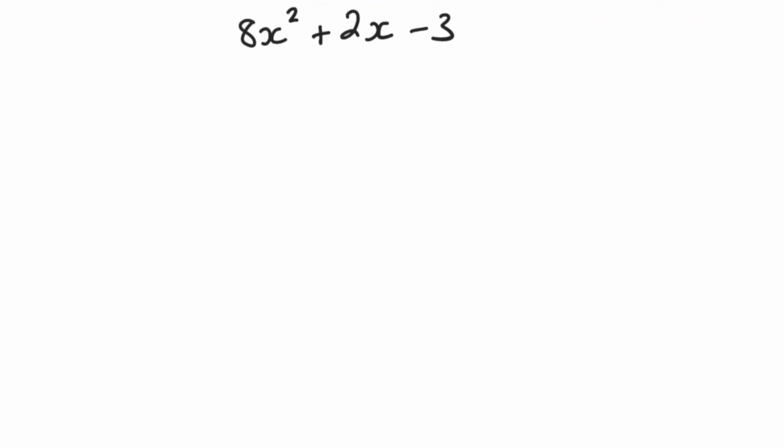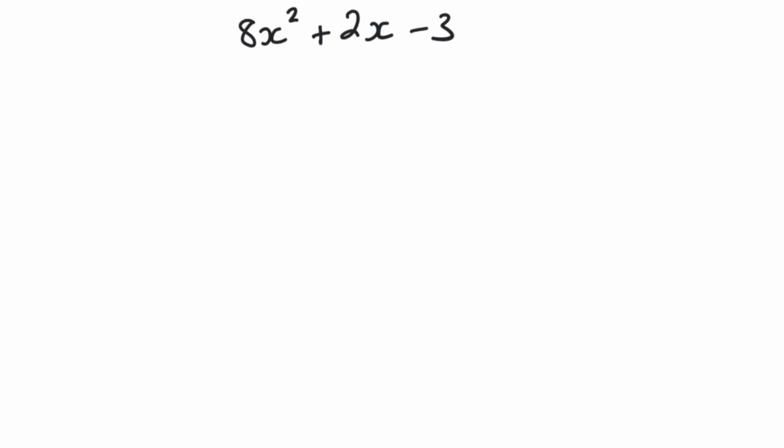The equations that we've been looking at so far have been quite straightforward, but what happens when there's a number in front of the x squared? This is going to complicate our factorising a little bit, because the number in front of the x squared is going to affect what happens when we times out the bracket. That's going to be involved. So here we've got 8x squared plus 2x minus 3.